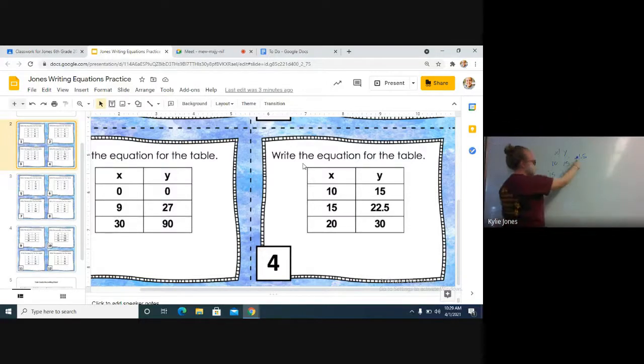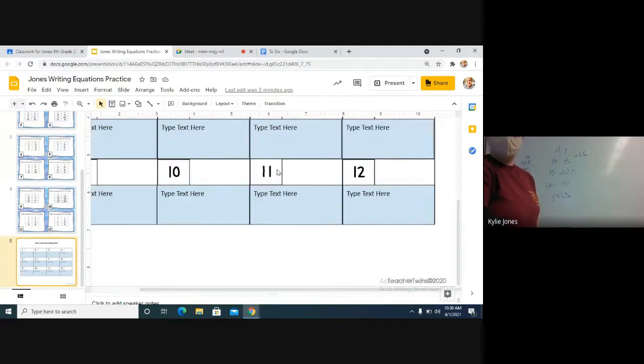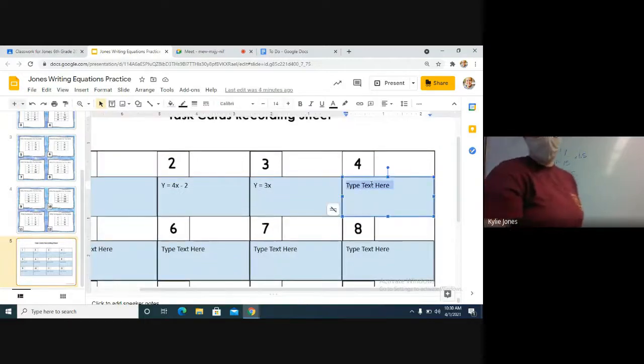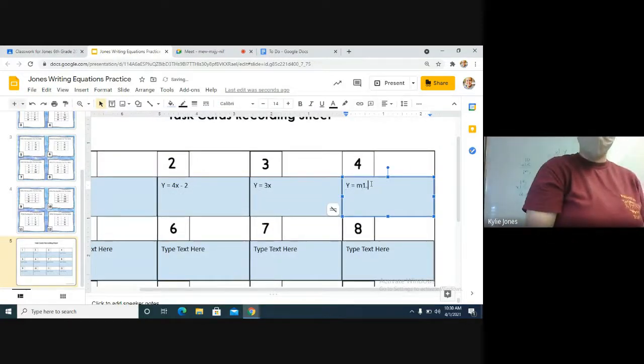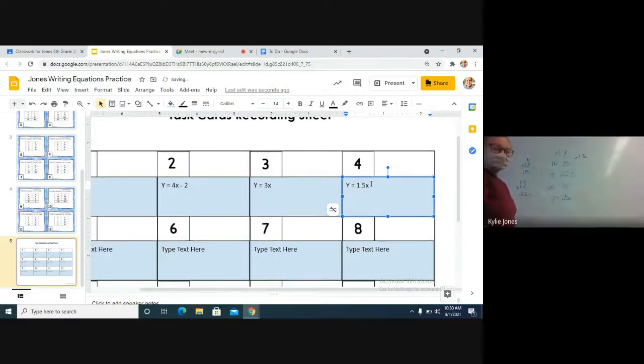So how would I write that I'm multiplying by 1.5? How do I do that? y equals 1.5 times x. Good. So there's our answer to number 4. So y equals 1.5x. I can't type 5x. There we go. So there's our 1 through 4 done.